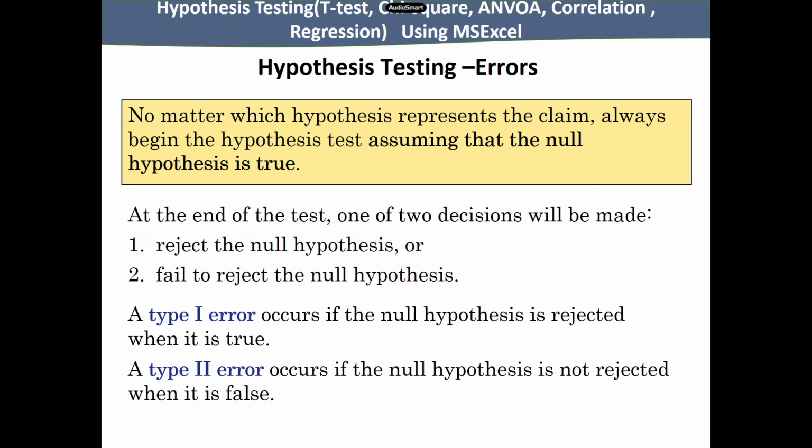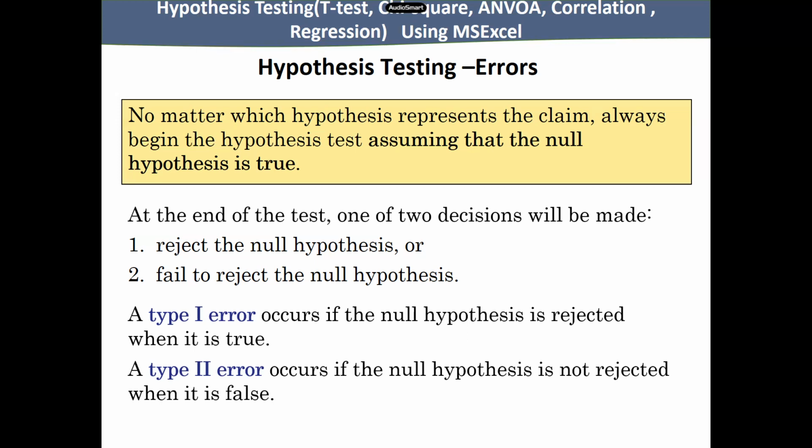You get it? Then we have a type 2 error, which occurs if the null hypothesis is not rejected when it's false. This time, you are not a pastor. You get it? You are not a pastor, but we say you are. In other words, when we did the test, you are not a pastor, but we did not reject. Does that make sense?